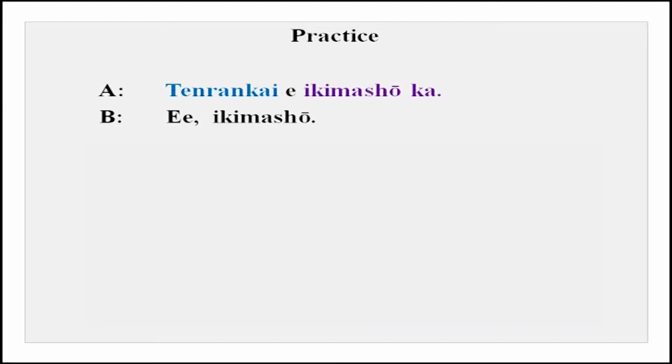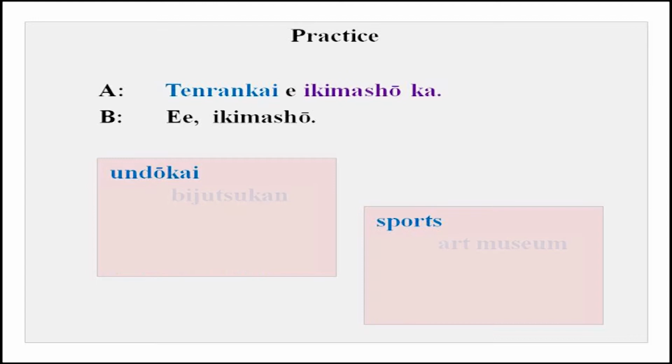You have some other words also for you, some new vocabulary. Undokai, sports day. Bijitsukan, art museum. Cafeteria is a cafe. Doubutsuen is a zoo.